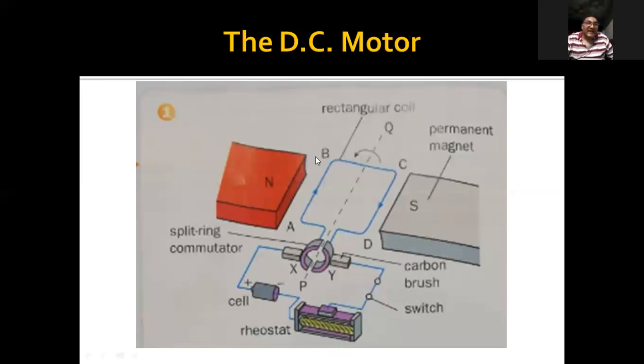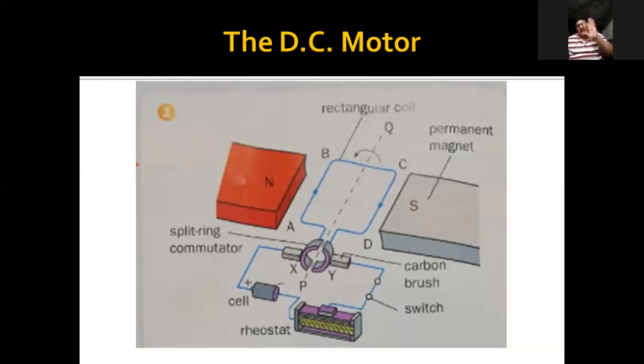Same is the case with AB. The force acting here was downward, and there was some perpendicular distance between the pivot and the line of action of that force. So that force produced an anti-clockwise turning effect. That force also produced an anti-clockwise turning effect. So that coil rotated anti-clockwise and it became vertical.